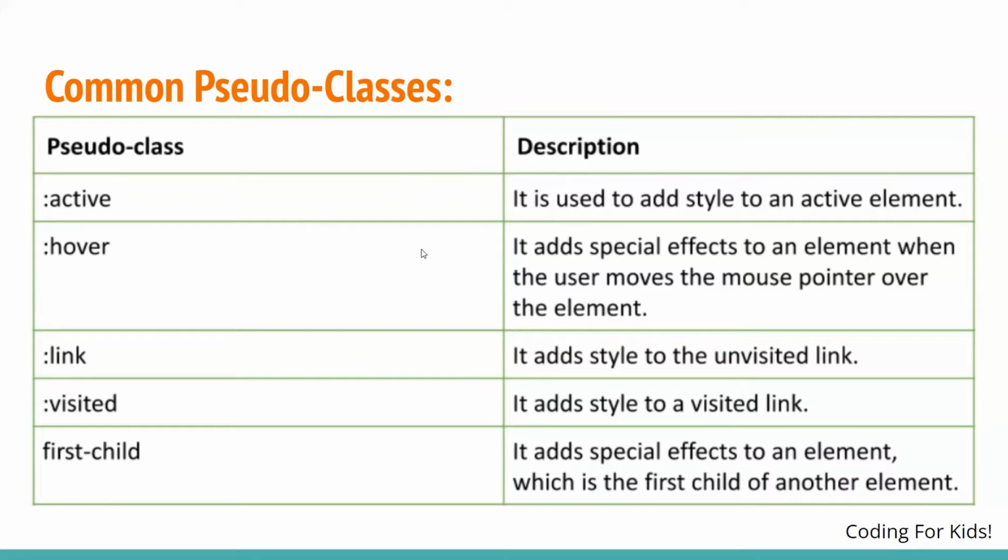This adds special effects to an element when the user moves the mouse pointer over the element. For example, let's say this was an H1 heading, and I just moved my cursor over it. Let's say your mouse is hovering over an HTML element. Then this hover pseudo class will add CSS because it is hovering over the element.